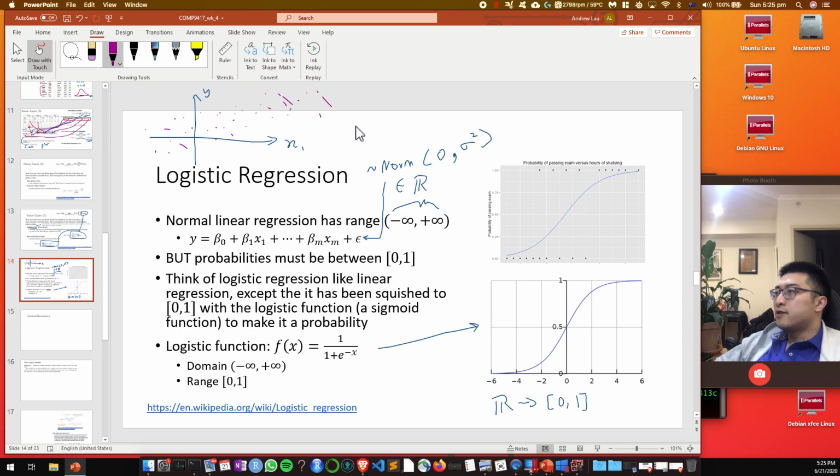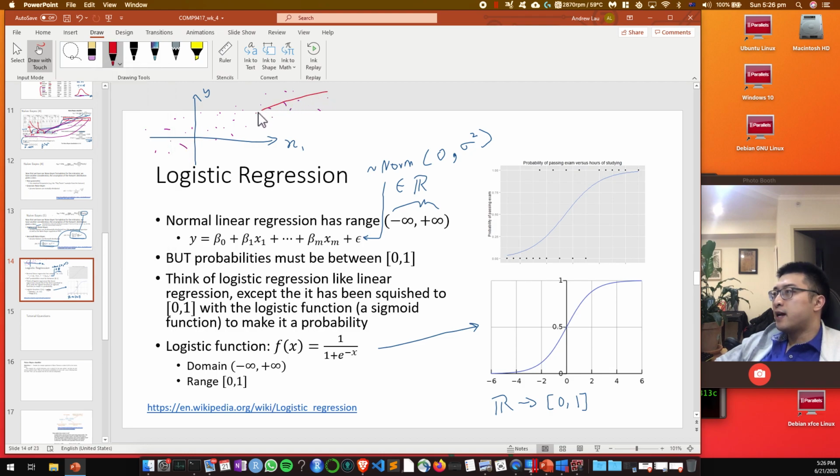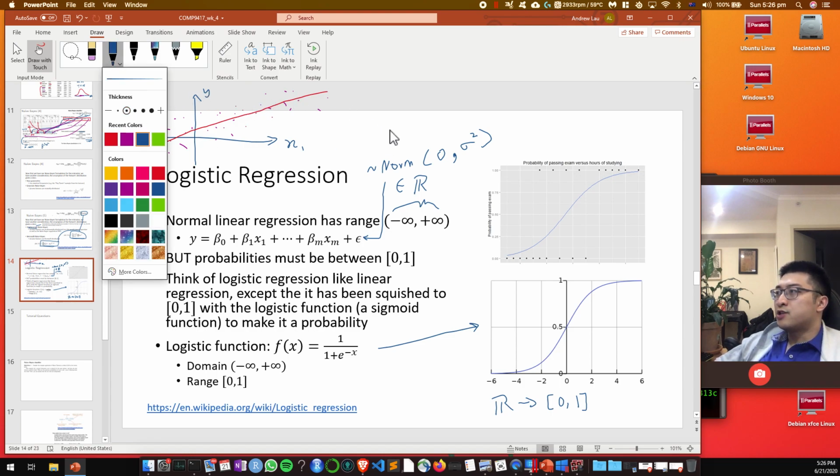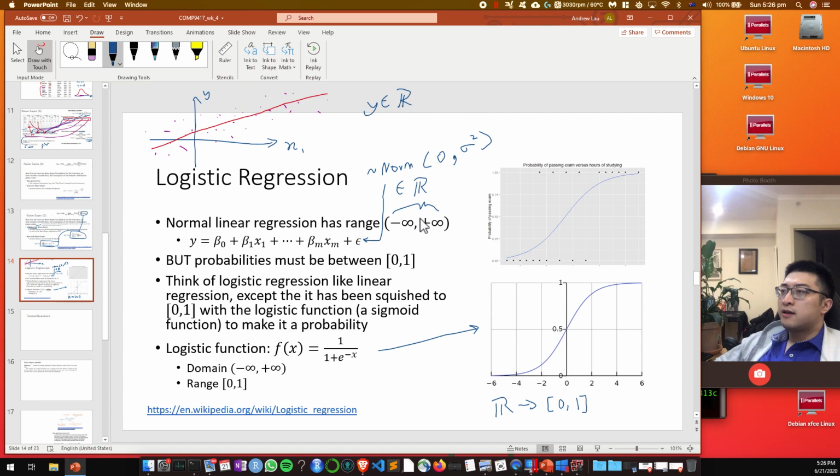You'd have your data points like this, and then you fit your line of best fit, which may look something like this. Okay? Now, the thing to note about your linear regression is that your target could, in theory, take any real value.